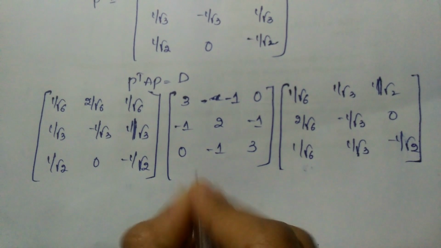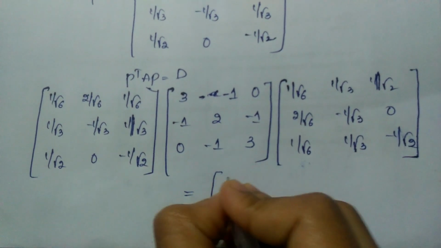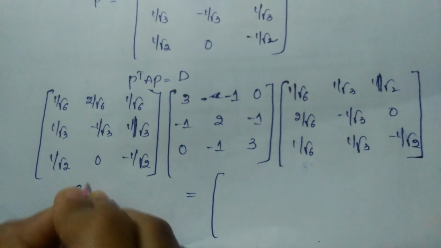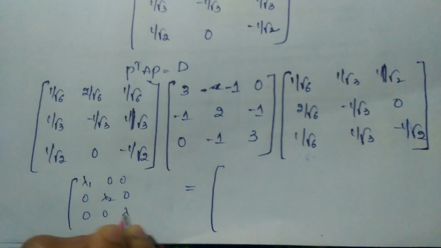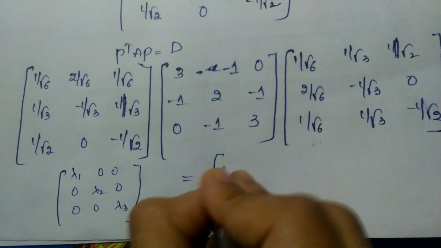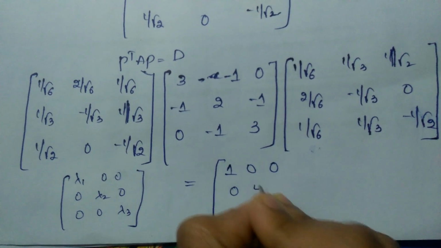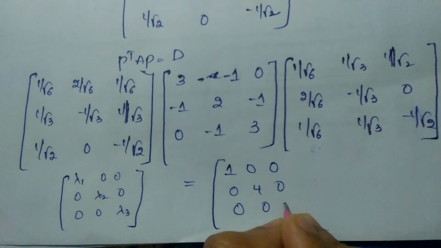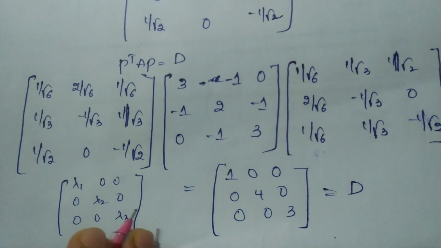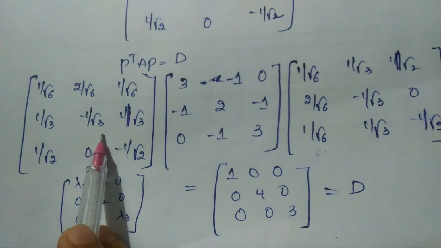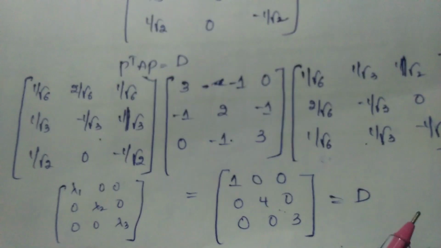So here this is equal to a diagonal matrix. We know that a diagonal matrix is nothing but lambda 1 0 0, 0 lambda 2 0, 0 0 lambda 3. So the lambda values we took first as 1 0 0, 0 4 0 and 0 0 3. So this equals our diagonal matrix D. So P transpose into A into P equals the diagonal matrix D.